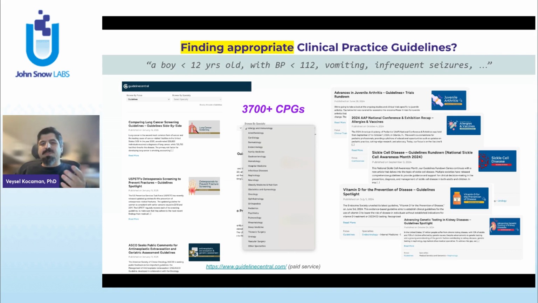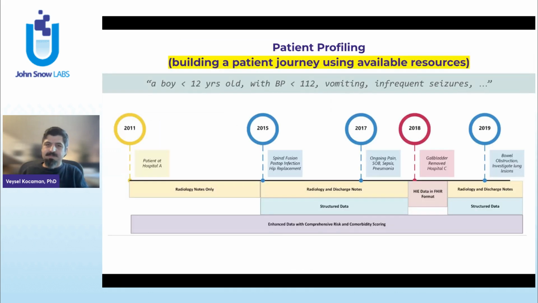So how do you find the appropriate clinical practice guideline? Because you have a case in your hand: a boy younger than 12 years old with BP less than 112, etc. You augment that case with the existing information that you extract from the EHR. Now you need to find your way around these 3,700 CPGs. So there needs to be a better way of doing this, right?